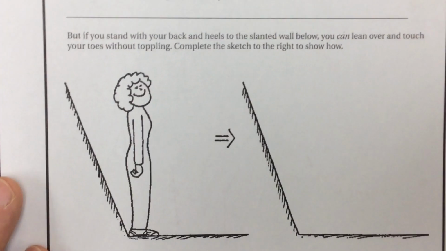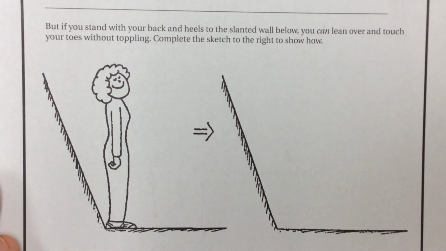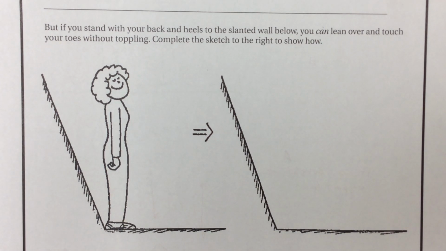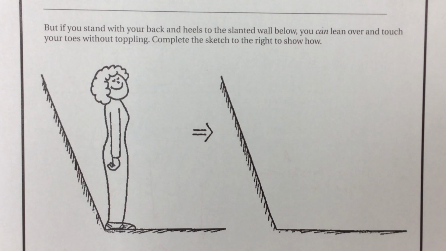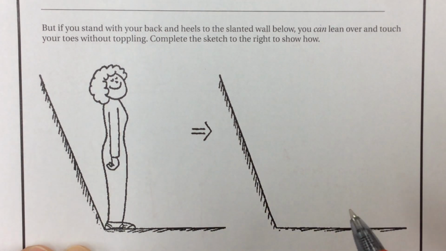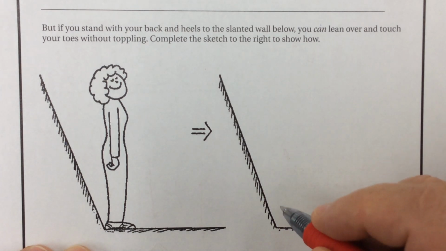Okay. Now for stupid human tricks. If you stand with your back and heels to a slanted wall, you can lean over. Okay. Why can you lean over? You can lean over because your rear end gets in the way.